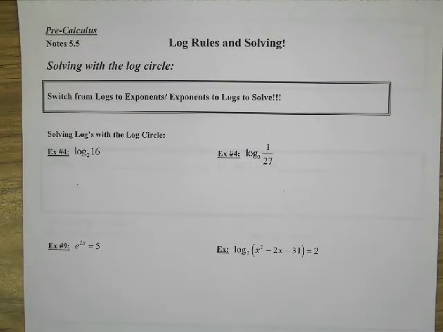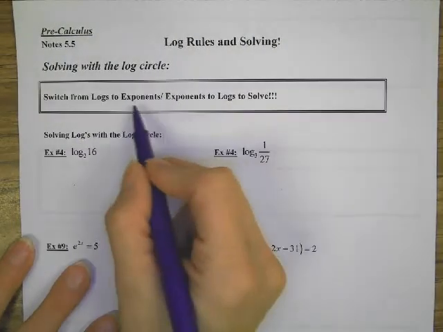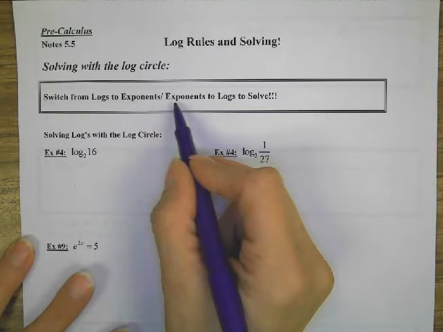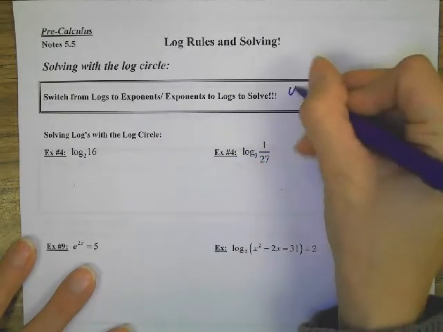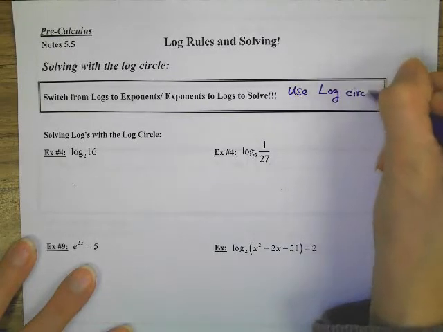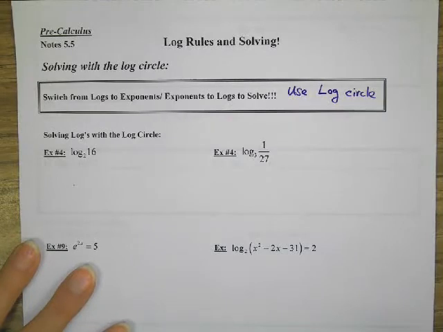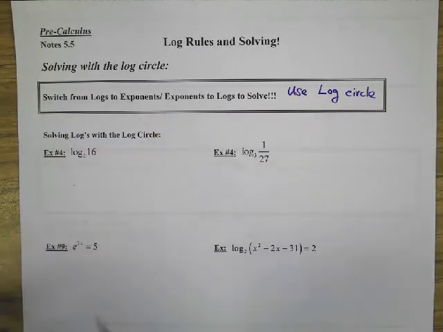So we are going to continue our study of logs. We're going to do some log solving and do some log rules today. The first thing we have to remember, when you want to switch from a log to an exponent, or if you have an exponent problem and you want to switch it to logs, is to use the log circle. The log circle is going to help us switch back and forth between the two. When you get stuck in an exponent, you switch it to a log.